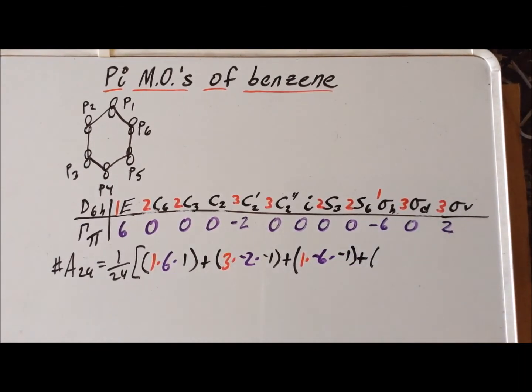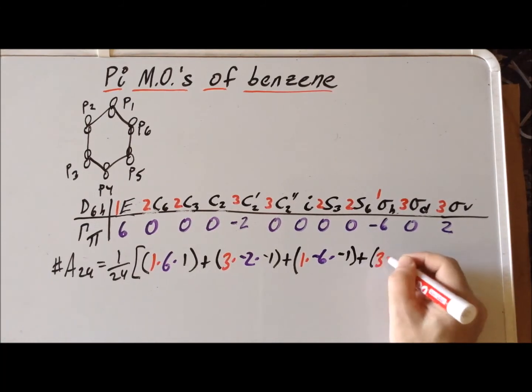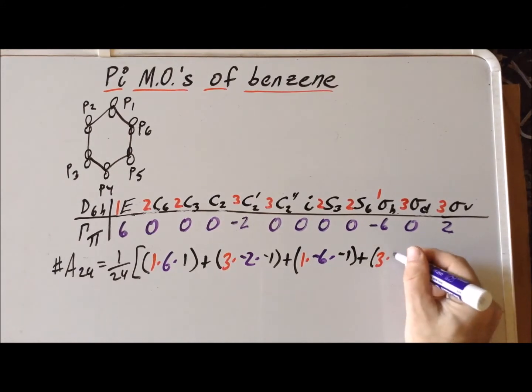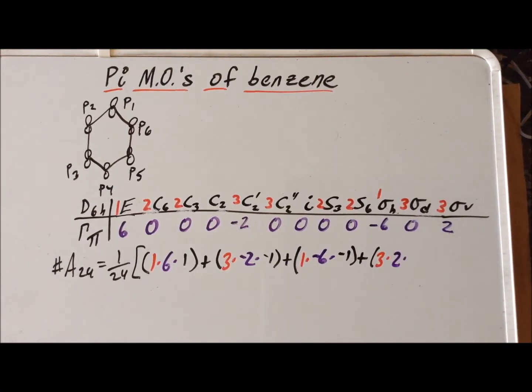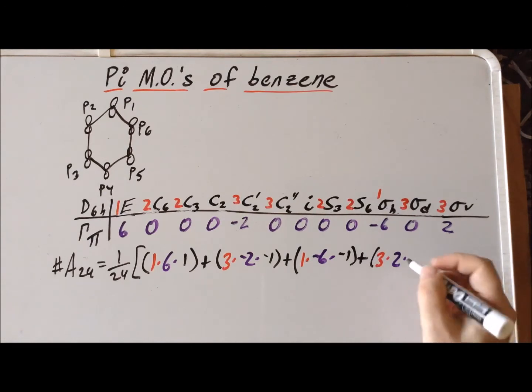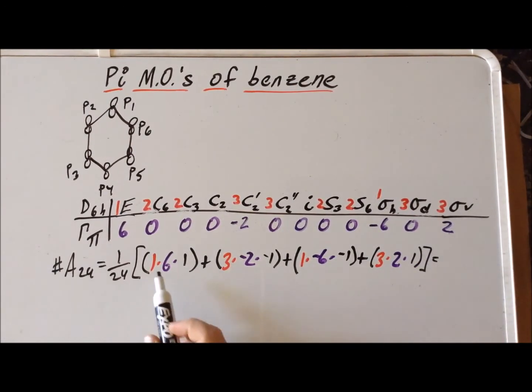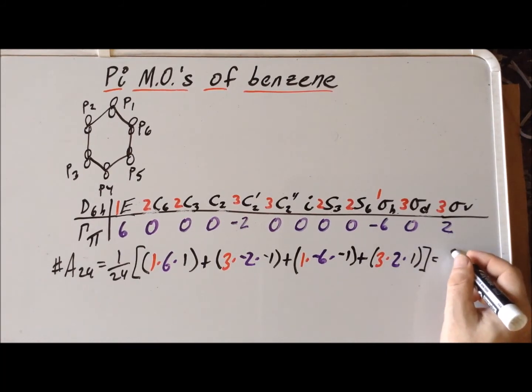Sigma V, there are 3 operations in the class. So we do that in red. The character from the reducible representation is a 2, so we do that in purple. And then the character from the character table for A2U is equal to a +1. So now we have 6 plus 6 plus -6 plus 6, which gives us a total of 24, which is equal to 1.